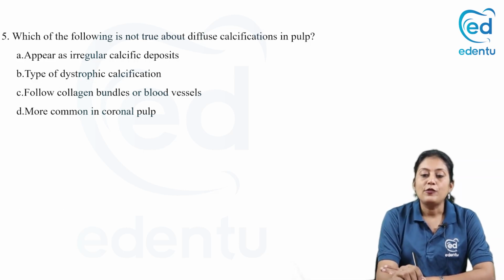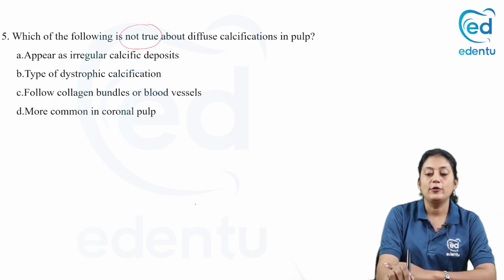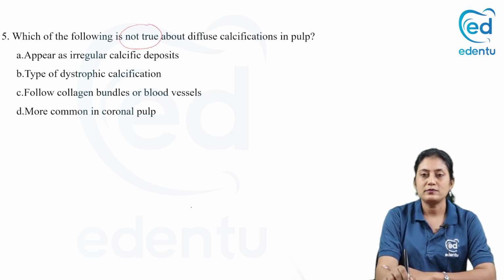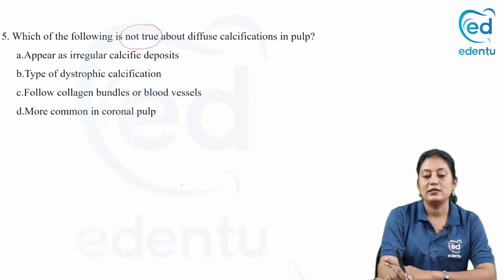Fifth question, which of the following is not true? Again, please note it down, not true about diffuse calcification in the pulp. They are irregular calcific deposits. It is a type of dystrophic calcification. It follows the blood vessels or collagen bundles. It is common in coronal pulp.